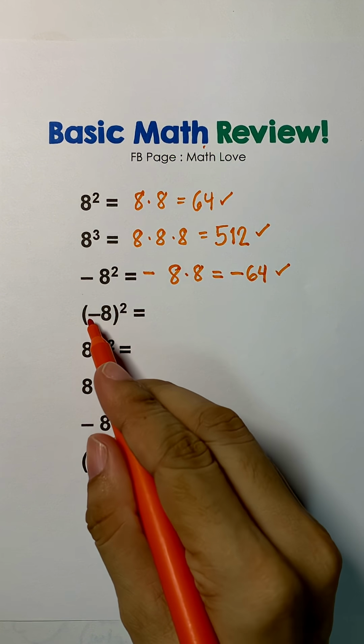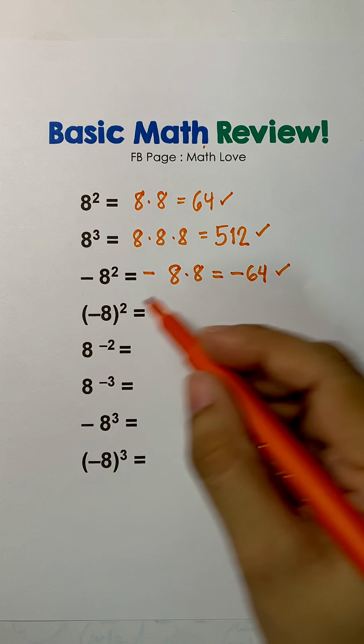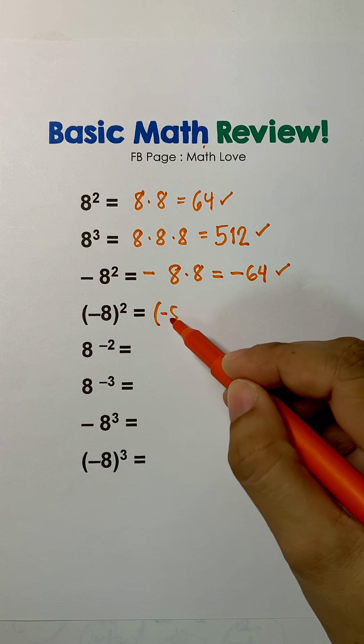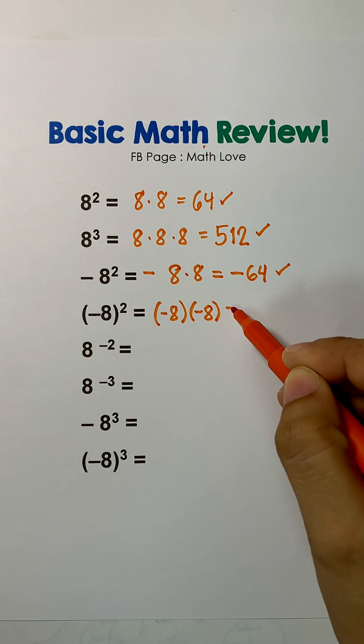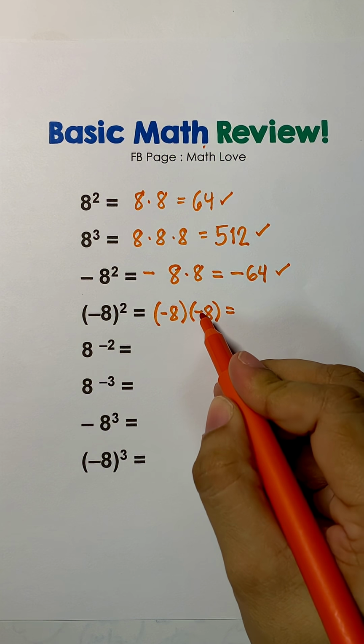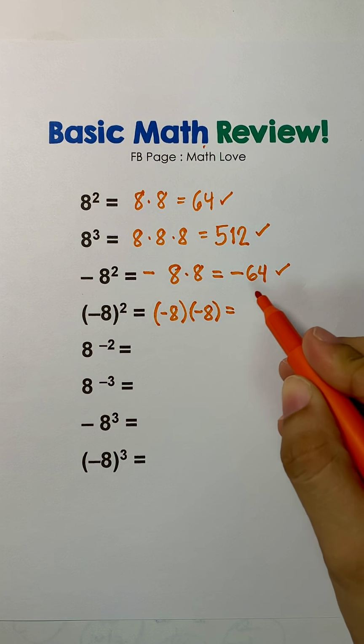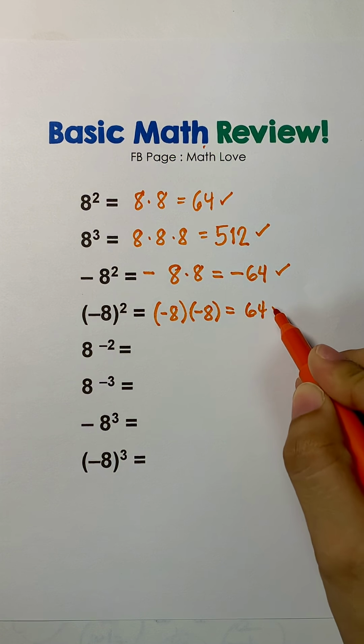For this one, since the negative sign is inside the parentheses, it means we will include that in multiplying 8 to itself. So that's negative 8 times negative 8. Negative times negative is equal to positive. So it means your answer will be positive 64.